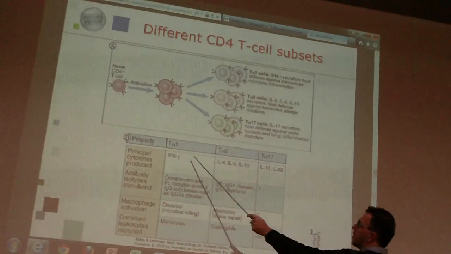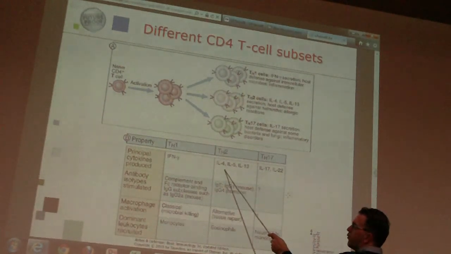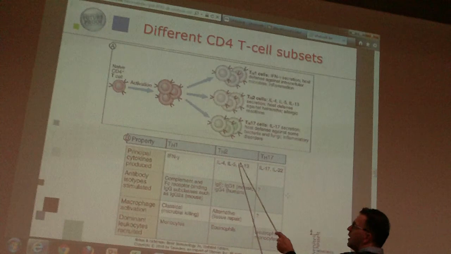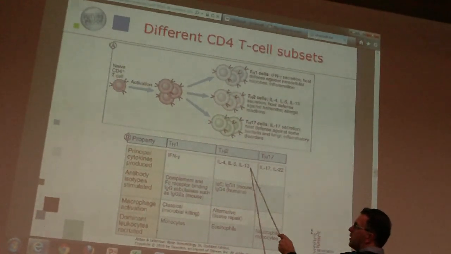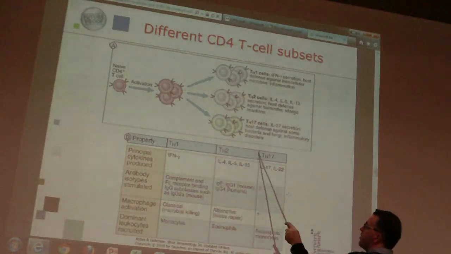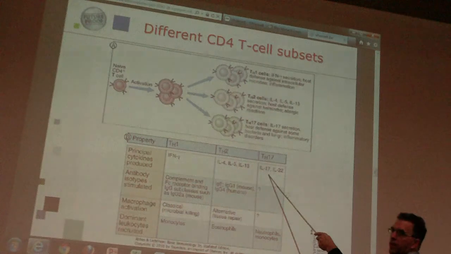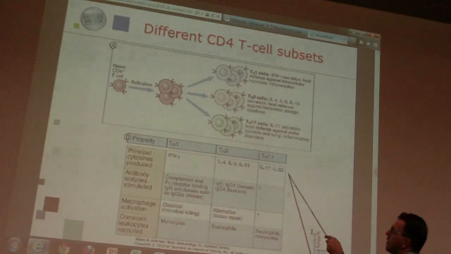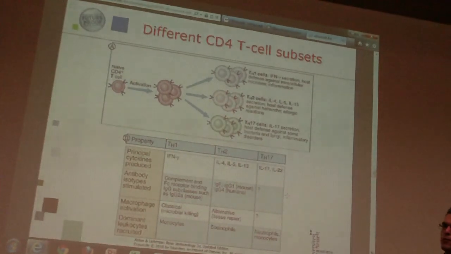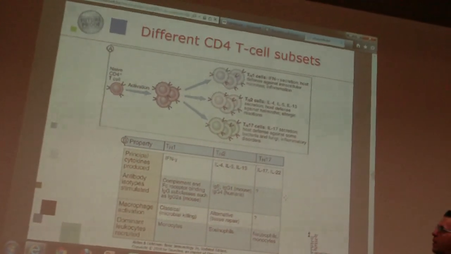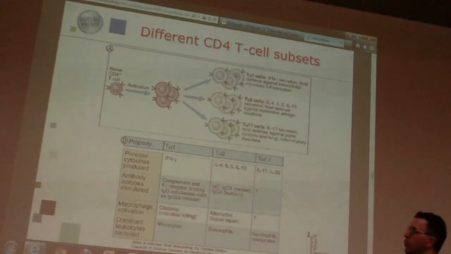So Th1 cells are those cells that produce interferon gamma, but they don't produce IL-4, IL-5, IL-13. Th2 cells produce IL-4 and IL-5, that's IL-13, but not interferon gamma. And Th17 cells, this is most easy to memorize, they produce IL-17, so it's Th17, and IL-22. And is this just a way of dividing them? Well, yes, that's the way the name got around, but it also means something.